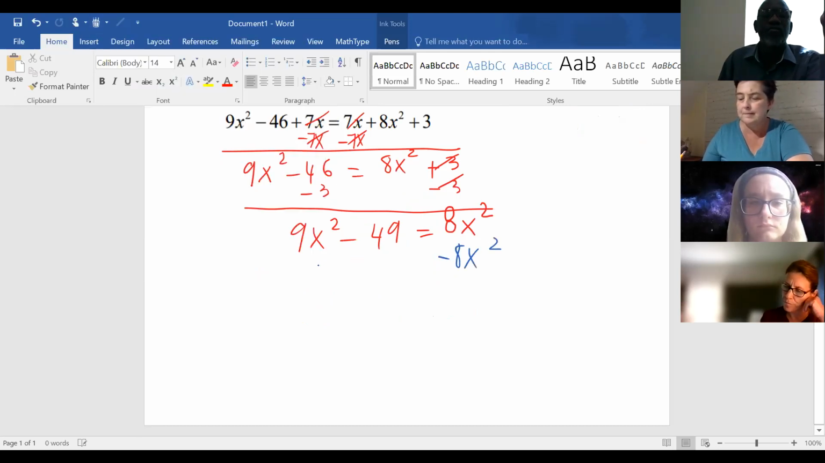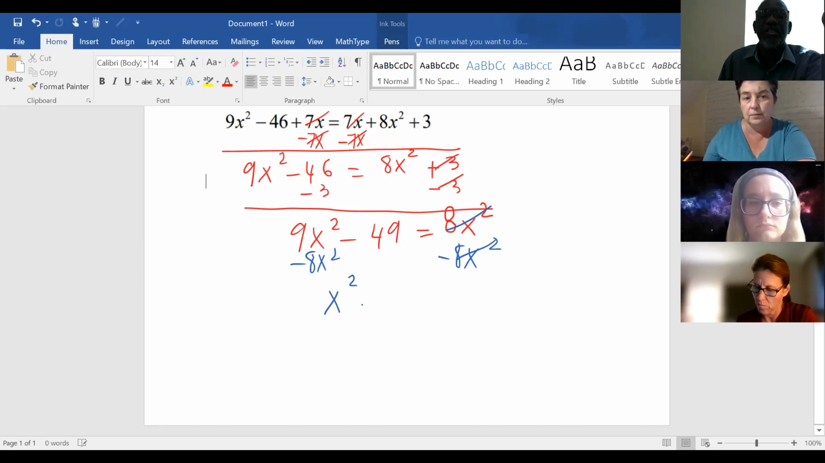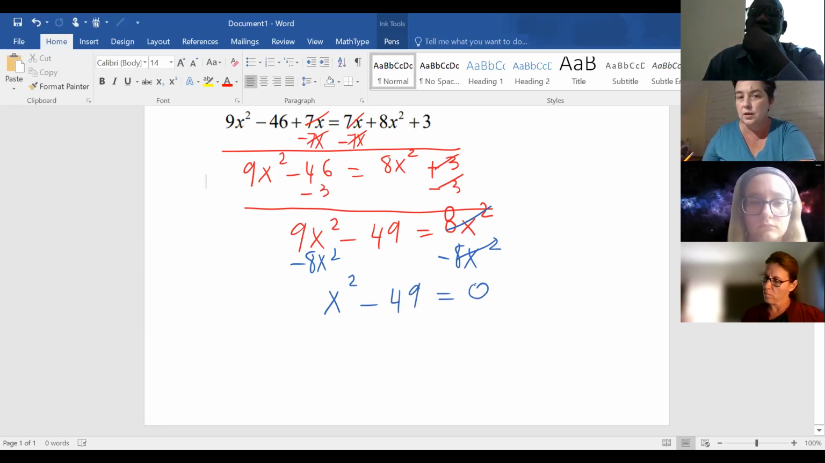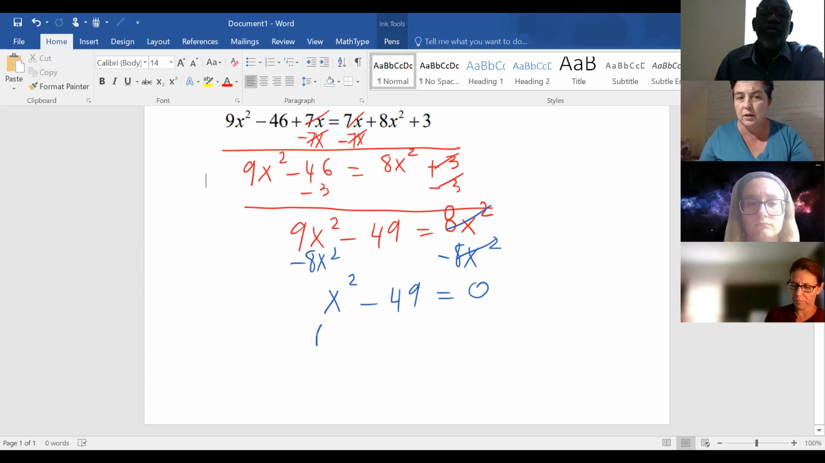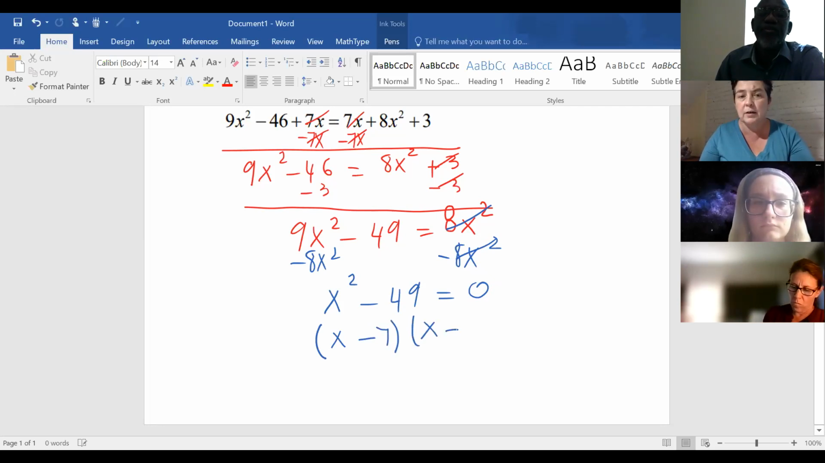8x squared from both sides, so these two cancel out. We get x squared minus 49 equal to 0. Now comes the factoring time. How do you factor this? I did the parentheses, x minus 7, and a parentheses again, x plus 7, equals 0.